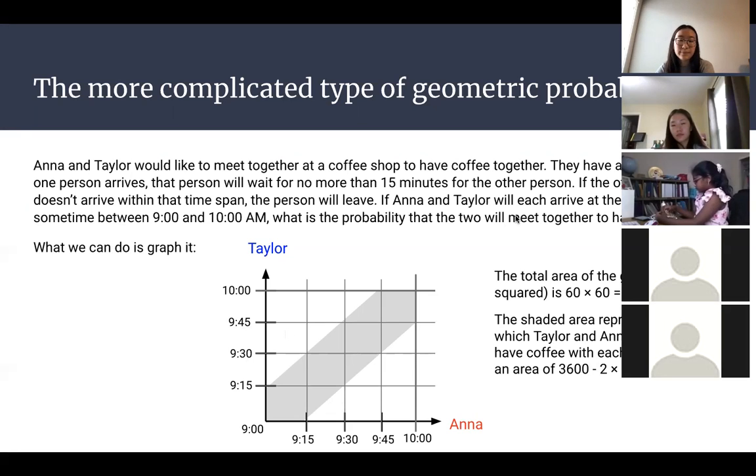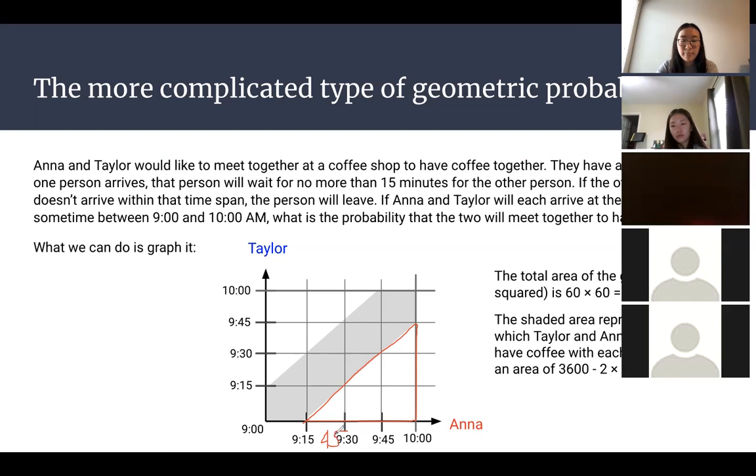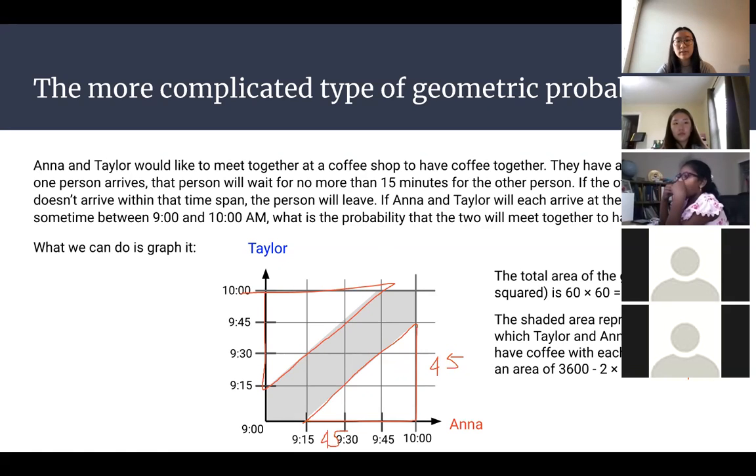There are actually some ways to do this. The best way is to calculate the area of these triangles right here. The area of a triangle is base times height divided by 2. The base is 45 and the height is 45, so you do 45 times 45 divided by 2. But then you have to multiply that by 2 because of this triangle over here. So basically just 45 times 45, and that's going to get you this. So the probability that they're going to meet is 1,575 over 3,600, or 7 out of 16.